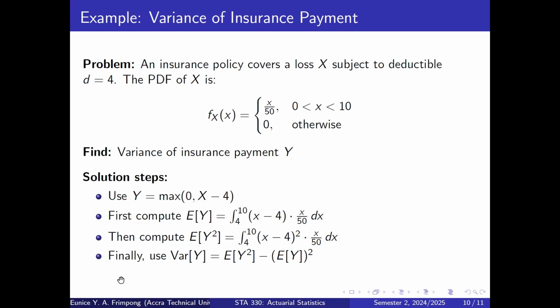The next step is to compute the second moment. Now this runs almost the same as the first moment. The only change here is that (x minus 4) is squared, indicating the second moment. Everything else stays the same as in the first moment. So finally, you compute the variance using the value you get from computing your second moment, and then you subtract the square of the value you get from computing the first moment.